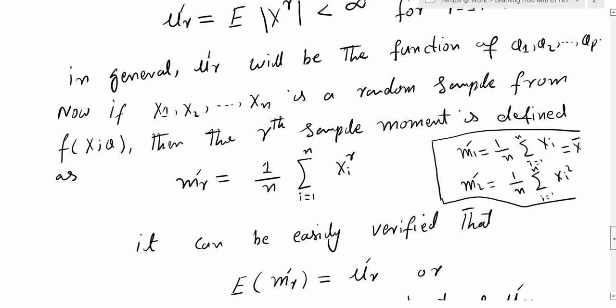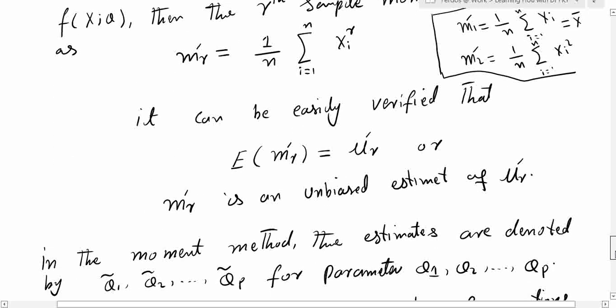Okay, so we discussed the raw population moment and the raw sample moment, and now it can be easily verified that the expected value of the rth sample raw moment is equal to the rth population raw moment. This means that the sample rth raw moment is an unbiased estimate of the population rth raw moment.